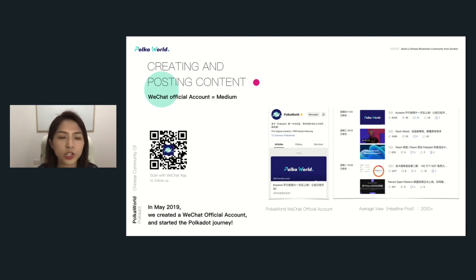So here, the WeChat official account is what we use to create and post our content. The WeChat official account is kind of like Medium. It's a platform where you can post your articles and your videos. And it's kind of like social media, because every time you post something new, your followers will know, and if they like your content, they can share it with their friends, and maybe their friends like it, they can also share it out. So that will bring you more new followers.